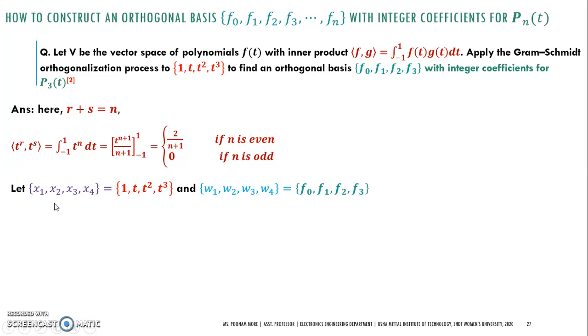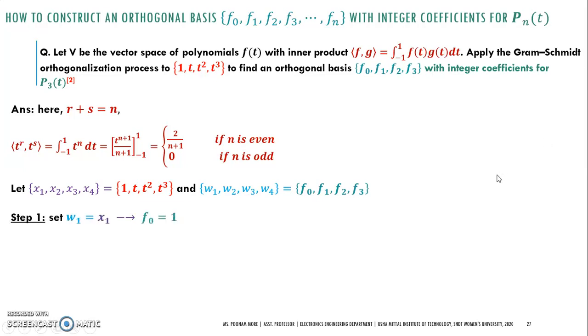Now, before proceeding with the problem, we will consider that this given set, that is 1, t, t square, t cube, is the set of linearly independent vectors, and similarly the set of the orthogonal basis that we have to find, we will equate it to the terms w1, w2, w3, w4, so as to simplify our understanding of how to use the Gram-Schmidt orthogonalization process if polynomials are coming into the picture.